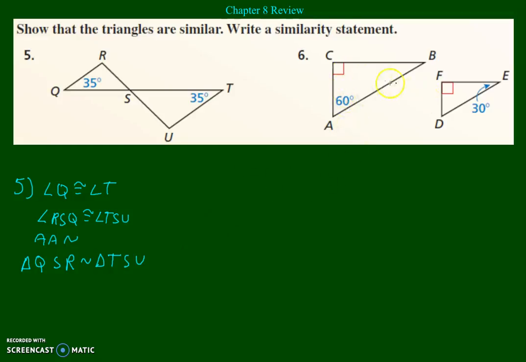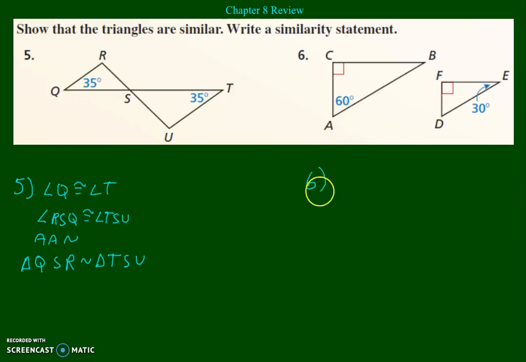Here we have two right triangles, one right angle. That makes these two angles complementary to each other. Since this angle is 60, this angle has to be 30. And here we have a 30-degree angle, so this one must be 60. So these triangles must be similar by angle-angle similarity.